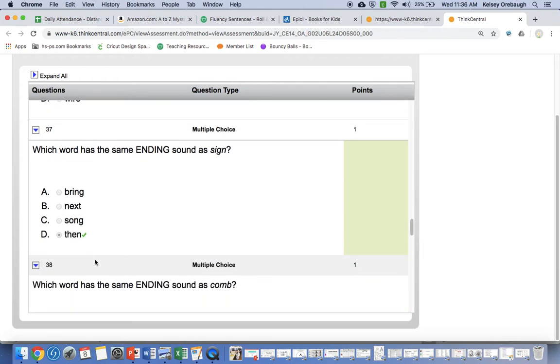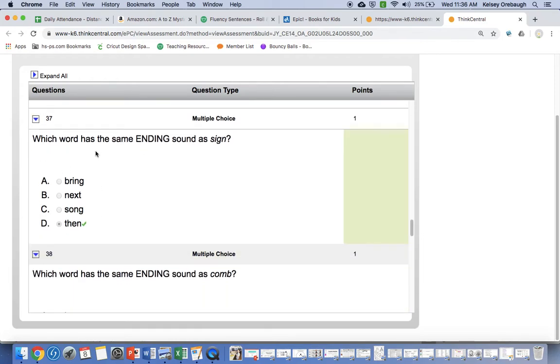Okay, let's look at 37. Now we're looking at ending sounds. Which word has the same ending sound as sign? Sign. Close your eyes. What do you hear at the end of sign? I hear n, because when G and N are connected, the G is silent. I just hear the n sound. So I'm going to look for a word that also ends in the n sound.